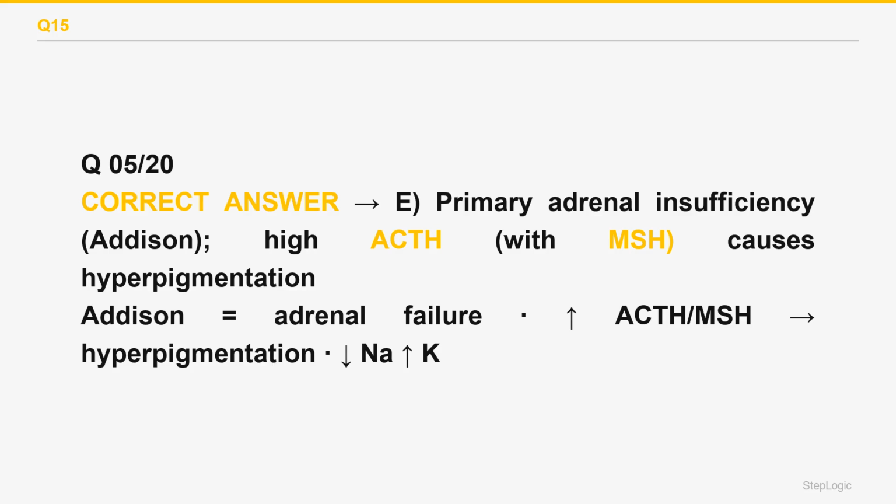The hyperpigmentation is the key clue that distinguishes primary adrenal insufficiency, Addison, with high ACTH, from secondary adrenal insufficiency, pituitary failure, with low ACTH, so no hyperpigmentation, and aldosterone is preserved since it is mainly renin-driven, so no hyperkalemia. High ACTH with hyperpigmentation plus the hyponatremia and hyperkalemia of aldosterone loss points to primary adrenal insufficiency. Treat with glucocorticoid and mineralocorticoid replacement.